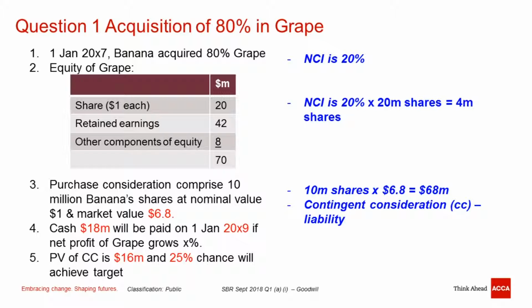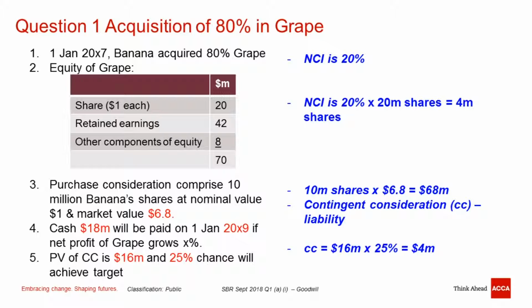But as I said, there's no guarantee, and we have to consider the chance that the subsidiary will achieve the target. So the chance in this case is only 25%. Therefore, when we calculate the fair value of the CC, we have to take into account the chances of payment. So the fair value of the CC should be 16 million times 25%, which is 4 million. All right, so up to here, we can recap. The number of shares held by NCI is 4 million shares, the consideration transferred is 68 million, while the CC fair value is 4 million.